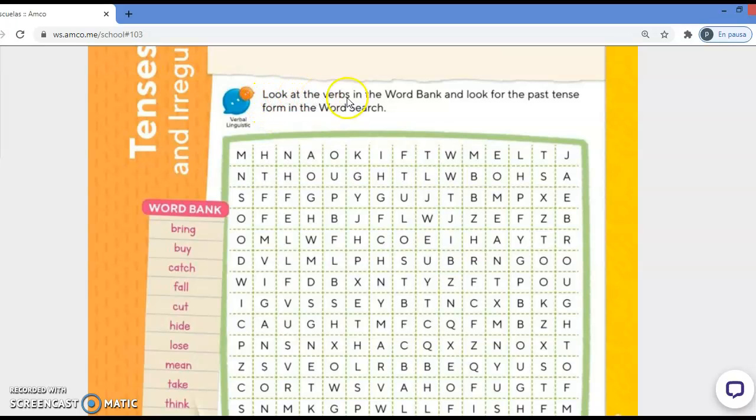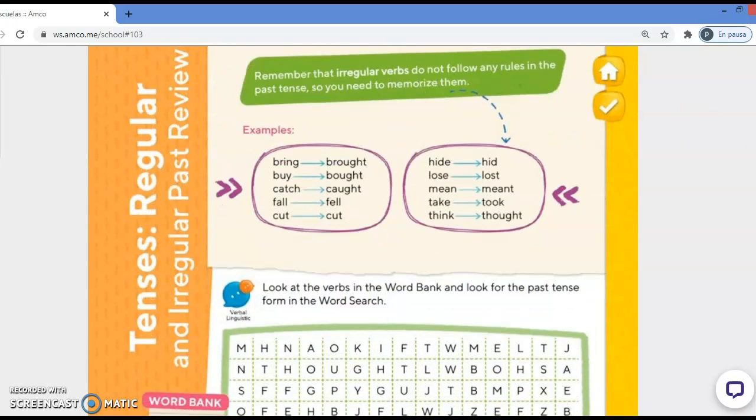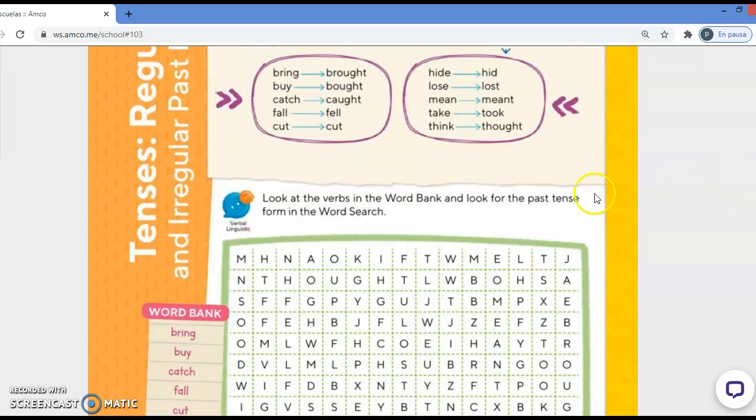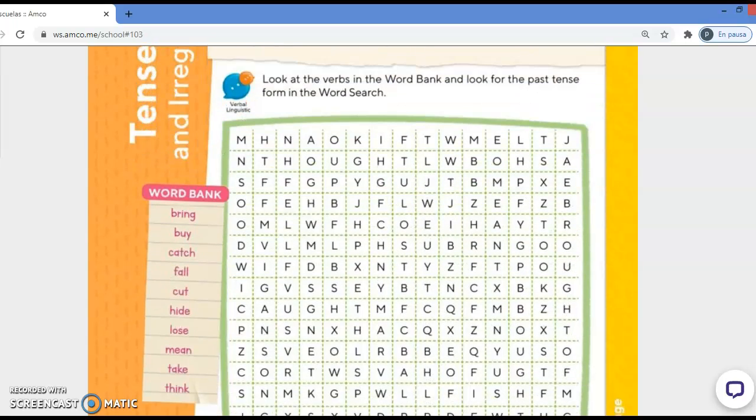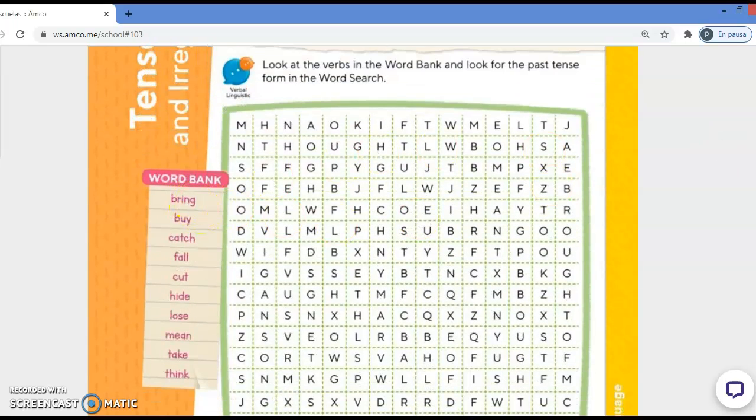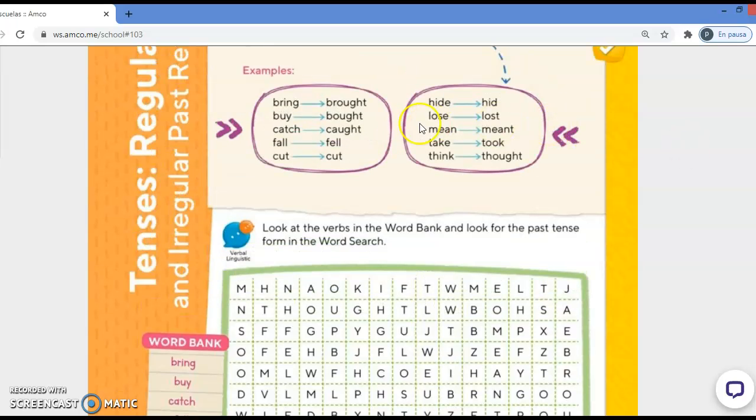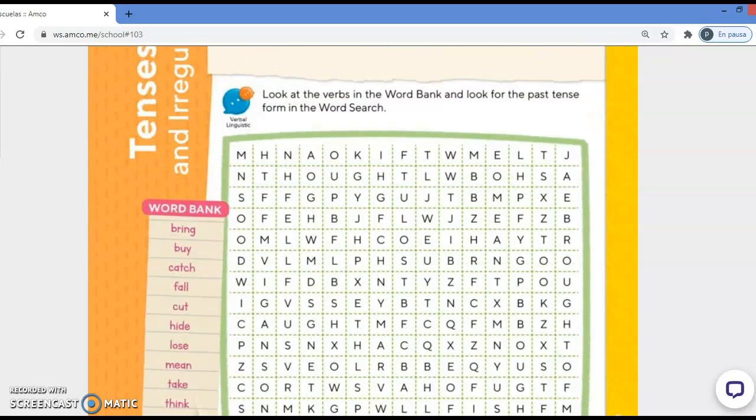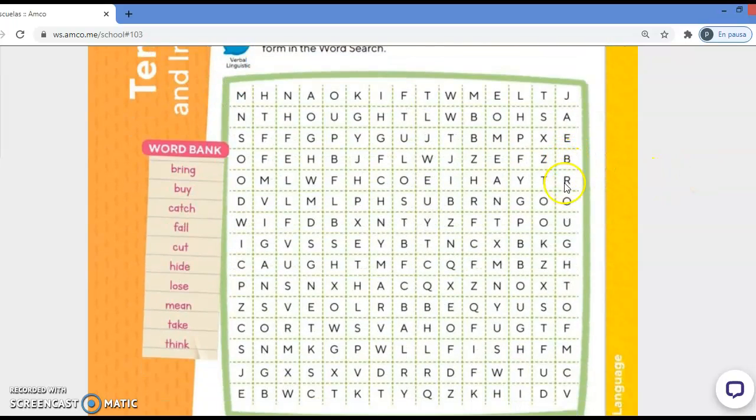Instructions. Look at the verbs in the word bank. Okay? And look for the past tense. Remember that this is the past tense. Look for the past tense form in the word search. So for example, you have here bring, the past tense is brought. Okay, so you have to search for the word here in the word search.